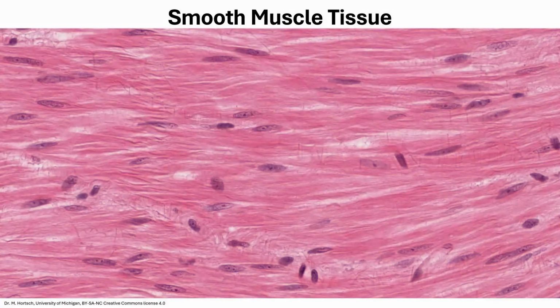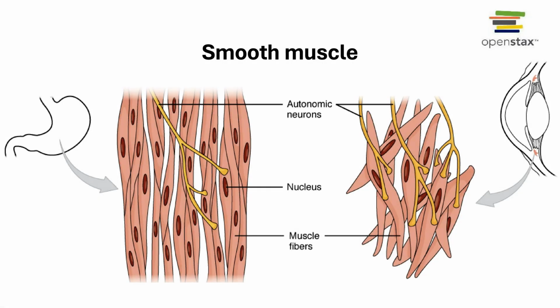Smooth muscle looks very different. The cells are spindle-shaped with a single central nucleus, and they lack striations. That's why we call it smooth. Smooth muscle is found in the walls of hollow organs, like the intestines, stomach, and blood vessels. Like cardiac muscle, contraction is involuntary and regulated by the autonomic nervous system and hormones.